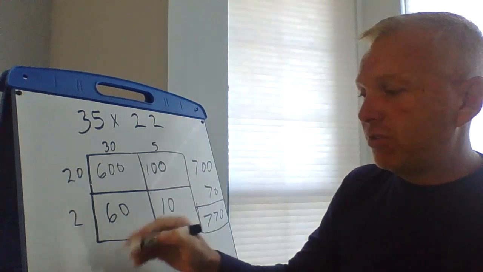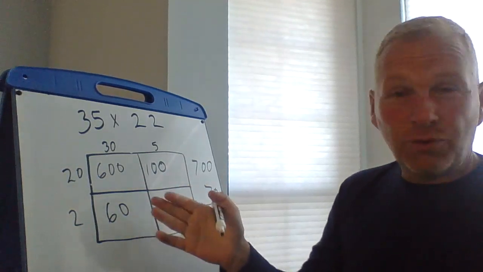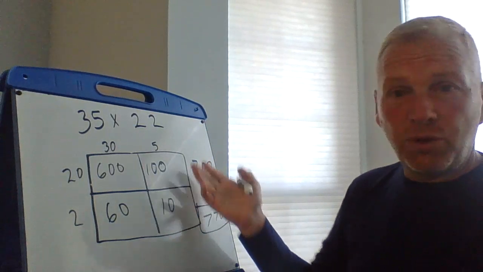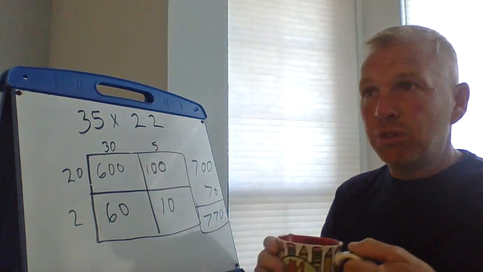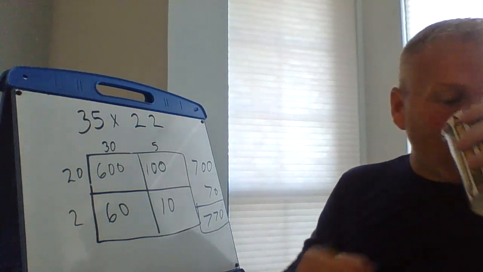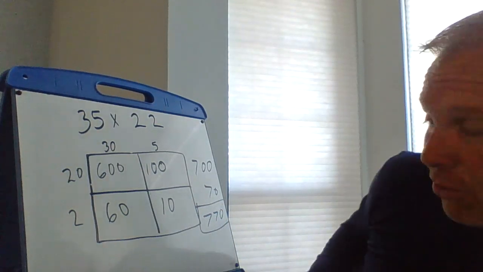And I always tell kids, especially on big tests, if you do the standard algorithm, just double check it with the area model. If you do the area model and you want to double check it with the standard algorithm, you can do it both ways in under a couple minutes. It's not unreasonable to double check your work that way.